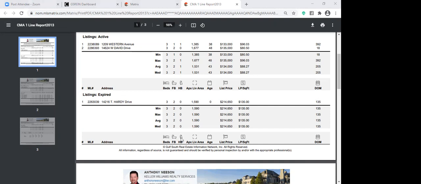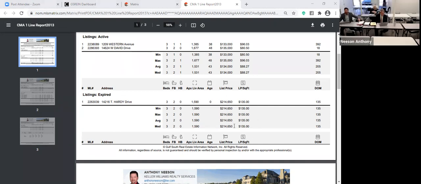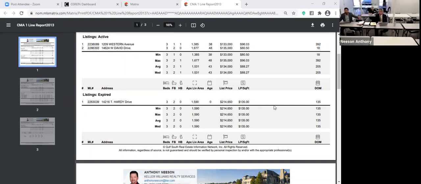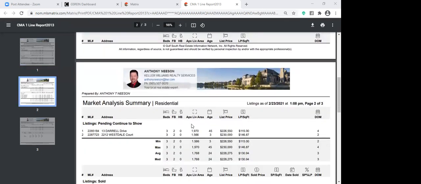So when I look at my expired, I can see what they were asking, what they're asking per square foot was, and how long it was on the market. So I have some data that I can get from expireds. That's why I want to look at it, right?